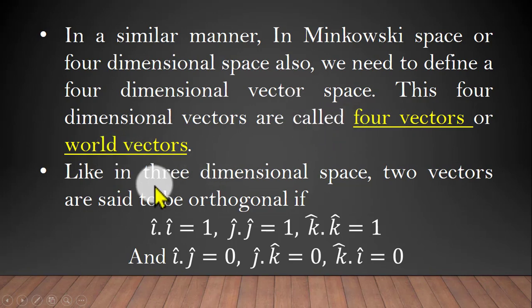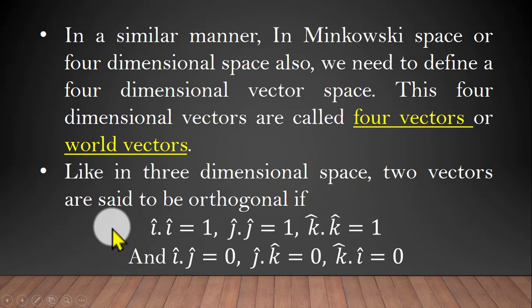As you know, in 3-dimensional space we call 2 vectors orthogonal if they satisfy this condition, where i, j and k are the unit vectors. The dot product of a unit vector with itself will give you 1, and the dot product of any unit vector with another one will give you 0. That means these vectors are called orthogonal vectors if they satisfy this condition.